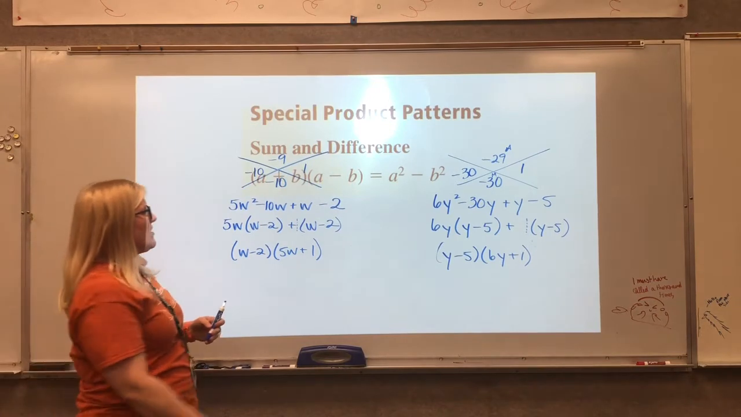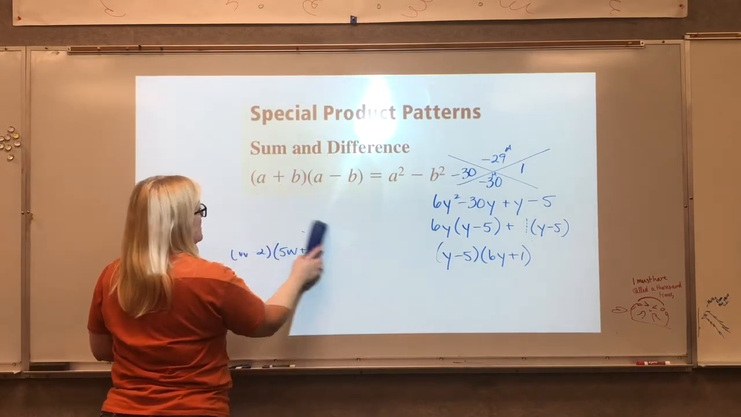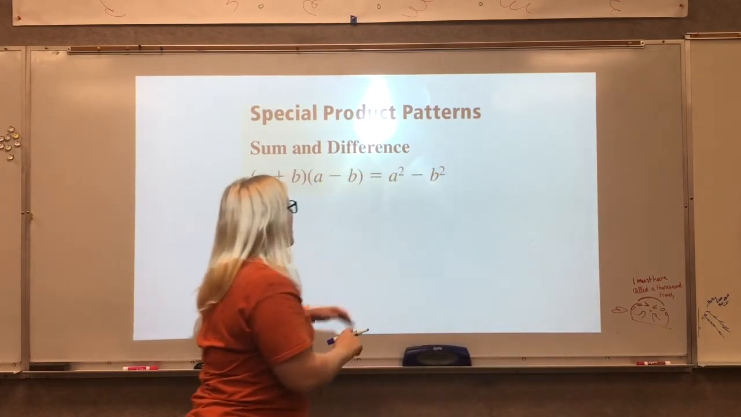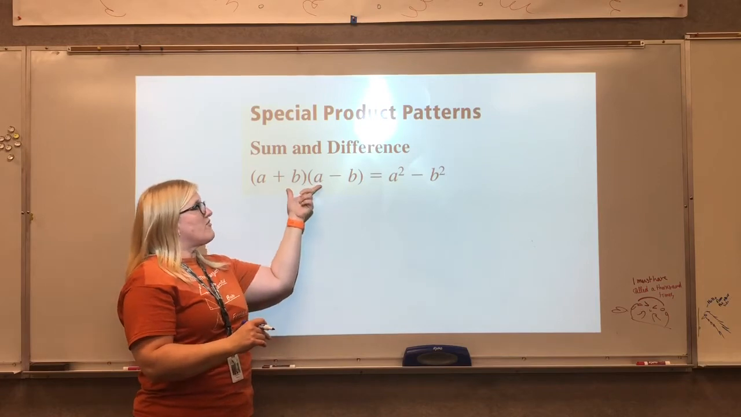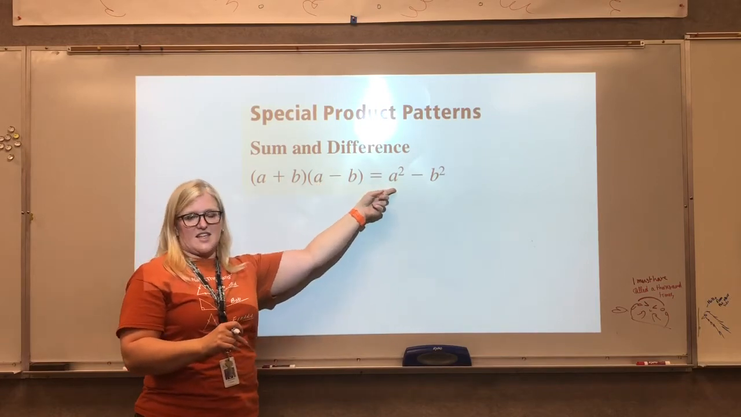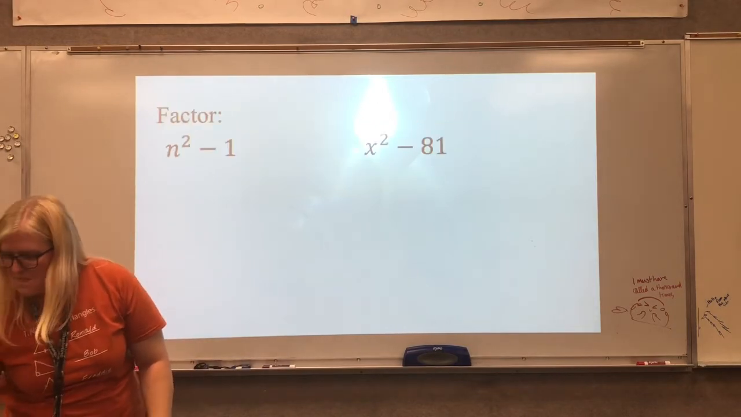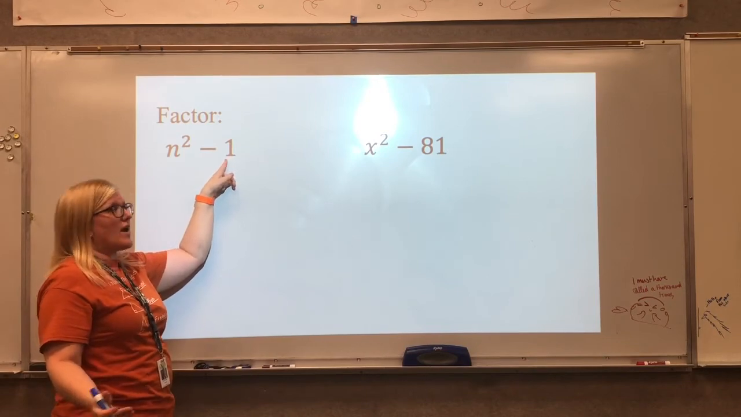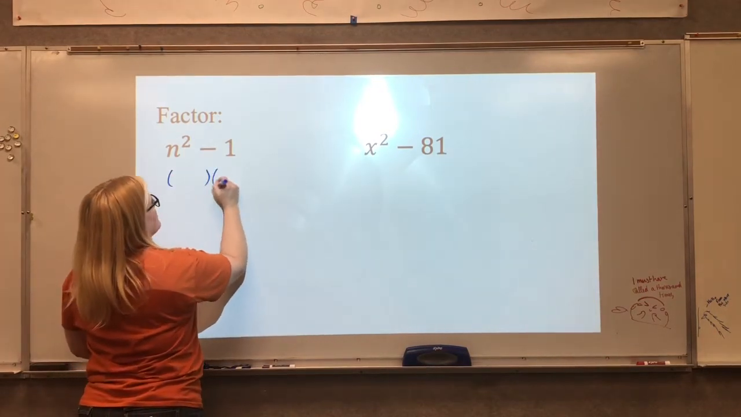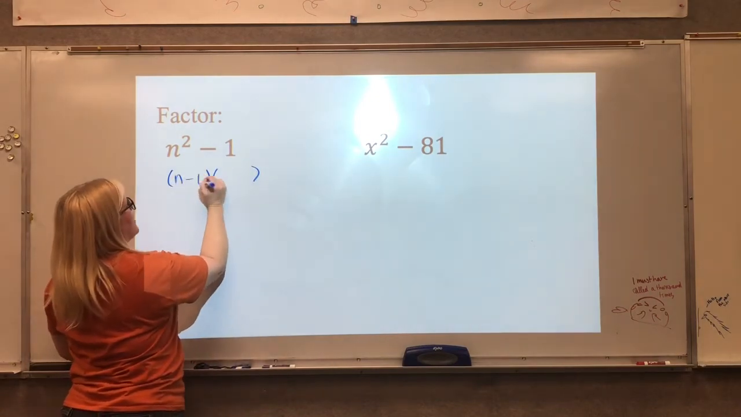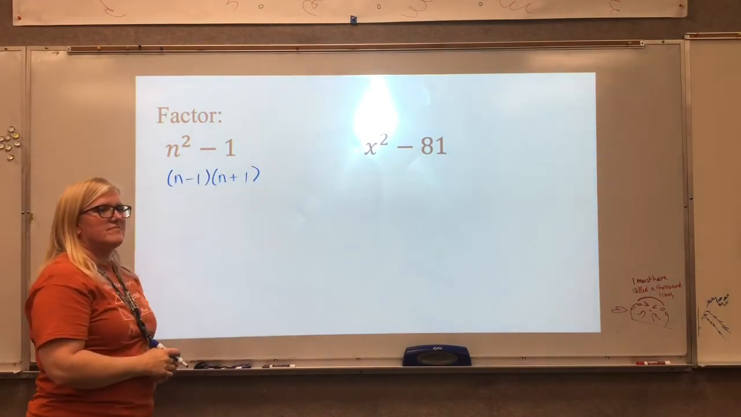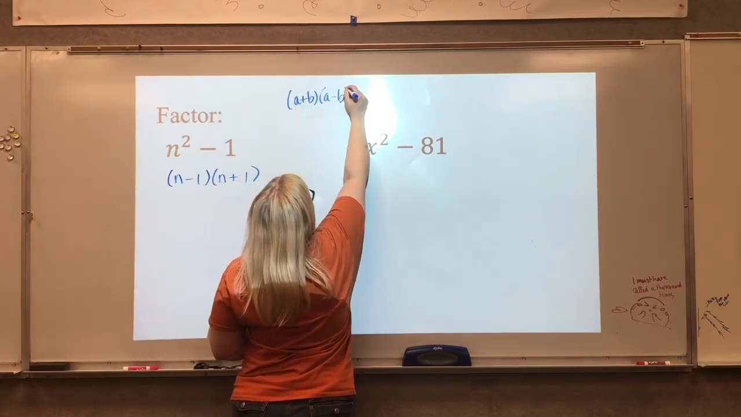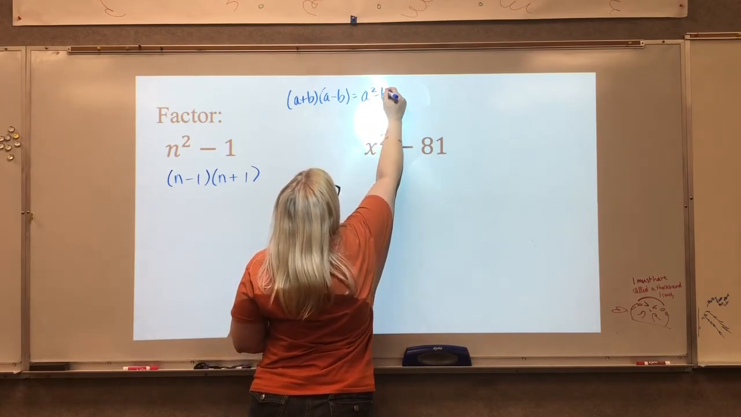Okay, so let's move on. Here is my favorite special product pattern. I've already talked about it, and we talked about foiling it. I showed you how to foil it and how to get to this, but now let's just use it for factoring. So here I have a perfect square, and 1 is also a perfect square, right? So I have n minus 1 times n plus 1. Remember, it's a plus b times a minus b equals a squared minus b squared.